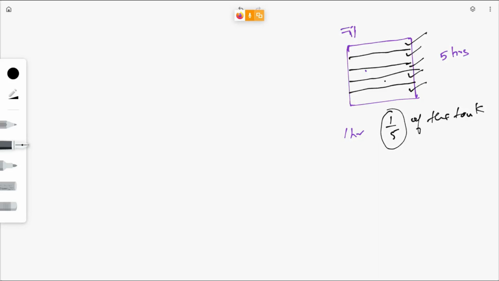We don't know the capacity of the tank. So here, assume that it is 5 liters as of now, or 10 liters. The capacity of the tank is 10 liters, and this tap fills this tank in 5 hours. Okay. In 1 hour, how much of the tank will be filled?